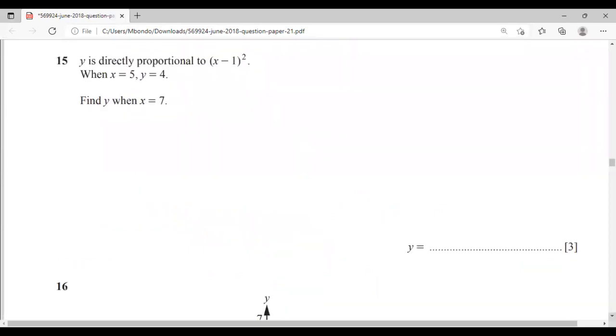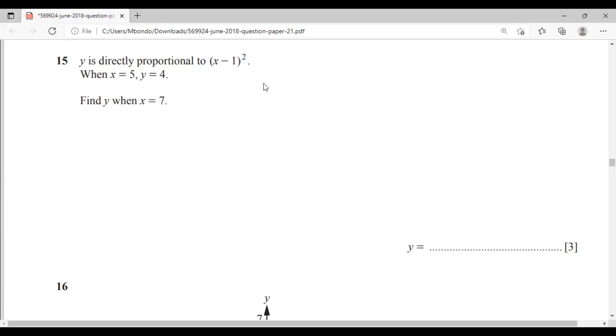So let's see if we can do question 15 as our last one. Then the remaining questions will be done also. We can as well look at these ones later. So y is directly proportional to (x minus 1) squared, that is in brackets. When x is equal to 5, y is equal to 4.